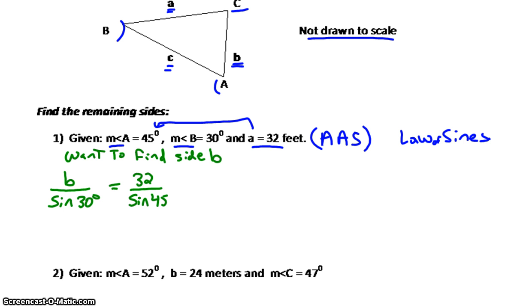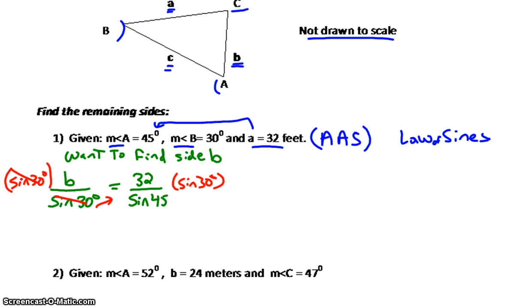So now all I need to do is multiply each side by sine of 30 degrees to get my variable b by itself. Or in some cases you'd think of just cross multiplying, for this side only for sine 30.